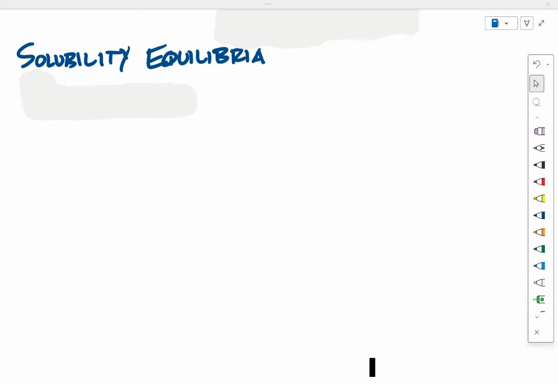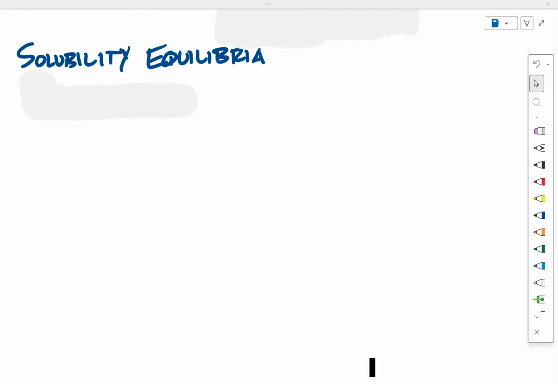The topic here is solubility equilibria, and we're going to learn a little bit of review of how equilibrium equations work and a little bit of review about what solubility is. Hopefully we can put this together and link into some previous learning. So let's start with that word solubility.